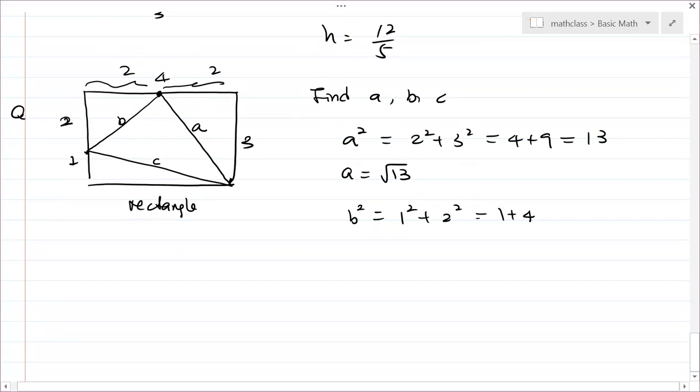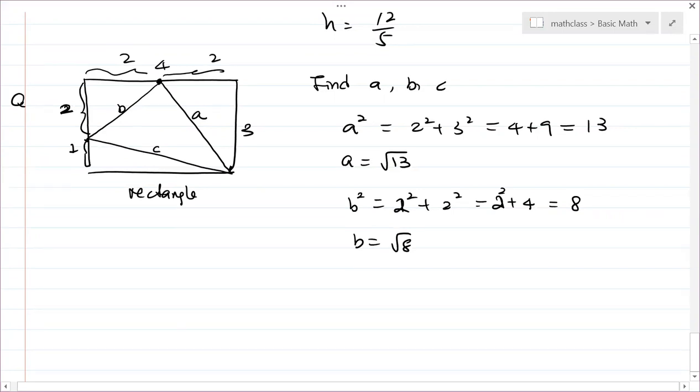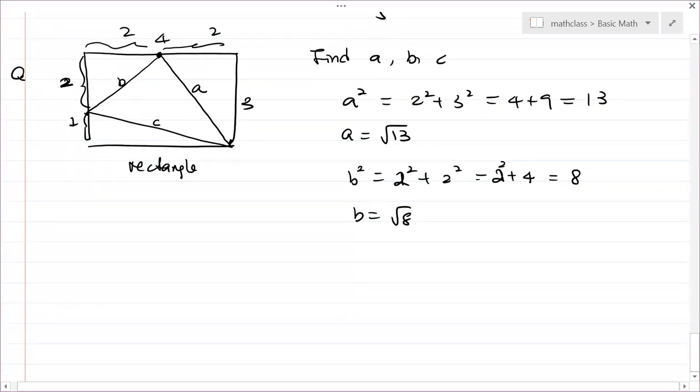No, that's 2 here, 2. Okay? Because this is a 2, here's a 1. So yes, 2 squared, 2 squared. So it's going to be 8. So B is going to be the square root of 8. So you get a very strange triangle inside.